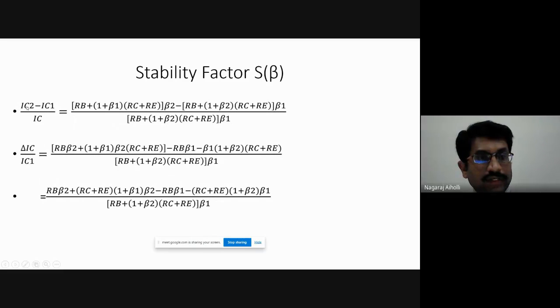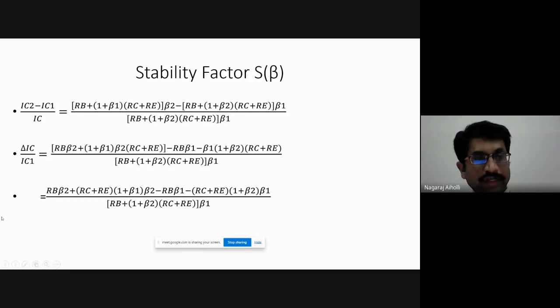What is IC2 minus IC1? It is delta IC. Therefore, delta IC by IC1 is equal to, just expand it, we get RB multiplied by beta 2 inside, RB into beta 2 plus (1 plus beta 1) into beta 2 into (RC plus RE), minus, multiply this beta 1 inside, it will be minus RB into beta 1 minus beta 1 into (1 plus beta 2) into (RC plus RE). Okay. The whole divided by [RB plus (1 plus beta 2) into (RC plus RE)], the whole multiplied by beta 1.